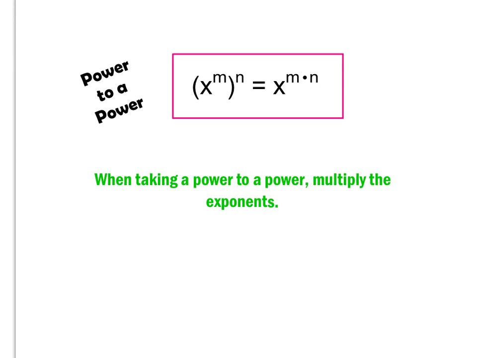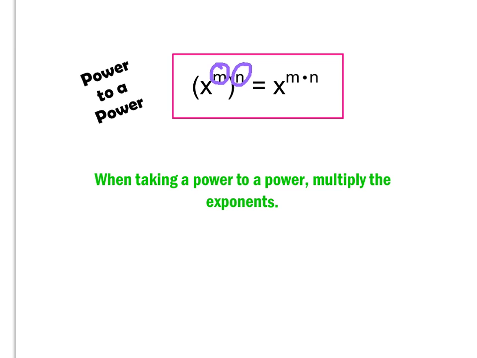In this video, we will talk about the exponent rule, power to a power. What this means is when we have an exponent on the inside of the parenthesis and then an exponent on the outside of the parenthesis. So you're taking a power or an exponent to the power of another exponent.